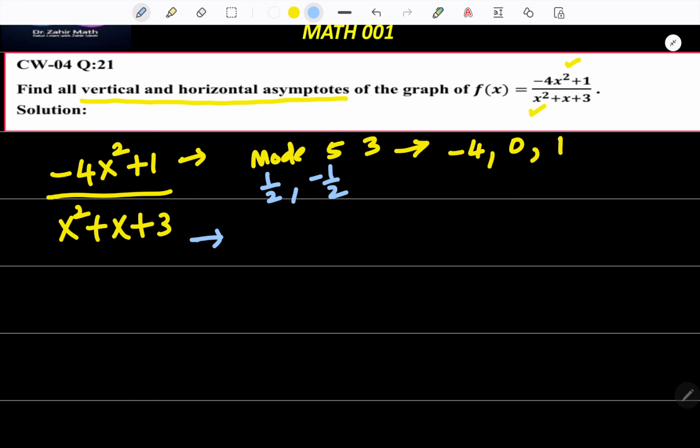Again go to mode 5, 3, and for the denominator you will get x square with complex roots. So there is no common term, right? No common number, so leave it. If there is a common number, be careful.